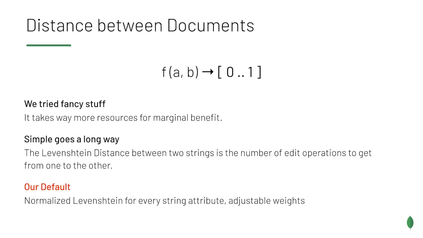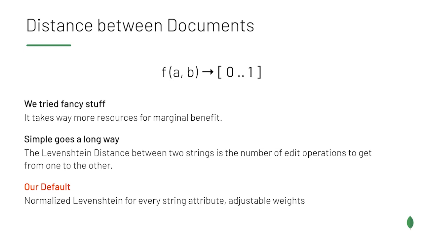Actually, we tried fancy stuff. Things like locality-based hashing, machine learning, all sorts of different things. And it turns out that these algorithms need a lot of resources for only marginal benefit. Simple goes a long way. We ended up using the Levenshtein distance between strings. It's the number of edit operations you need to get from one to the other. For example, if you have Bond and Bondy, it's one edit, adding the Y to get from one to the other. So that's a Levenshtein distance of 1. And the smaller the Levenshtein distance, the more similar the strings are.